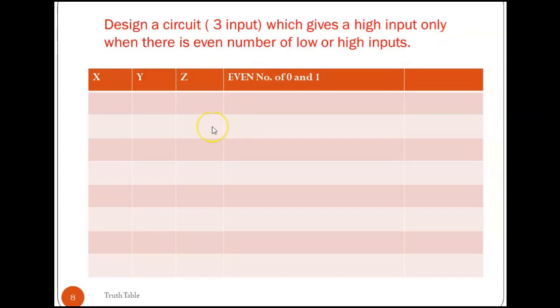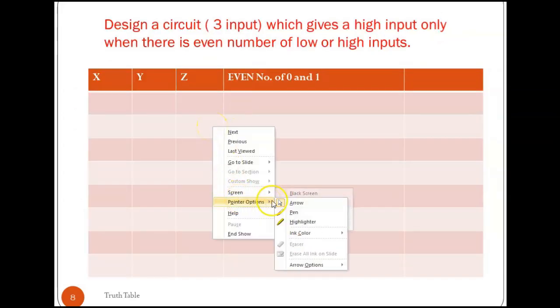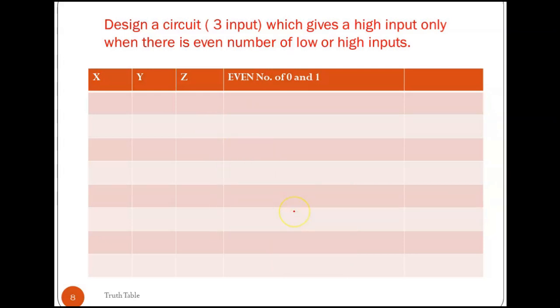Moving to the next question, which is also based on the same, in which the condition is given. Design a circuit with 3 inputs which gives a high output only when there is an even number of low or high inputs. Okay, even number of low or high. So you have to count either the count of 0 should be even, or the count of 1 should be even. So let us start by filling the truth table, 0, 0.